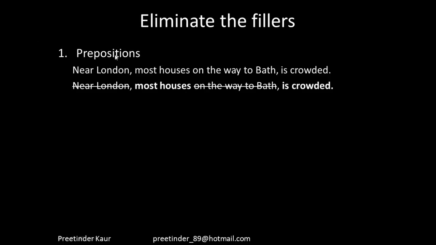The first one, prepositions. For example, you have a sentence, near London, most houses on the way to Bath is crowded. Now eliminate all the prepositional fillers. For example, near London, right? And you can eliminate on the way. You can eliminate to Bath. So what you're left with at the end is your subject, which is most houses, and your verb, which is crowded. Now you can see there is no agreement. It should be most houses are crowded. So that is the agreement that you need to find by eliminating all these extra prepositional fillers.